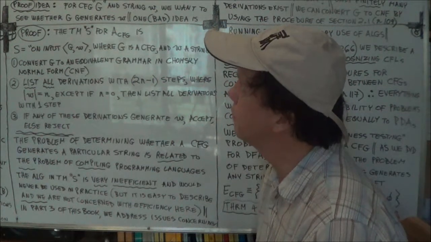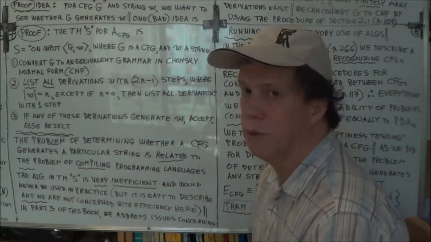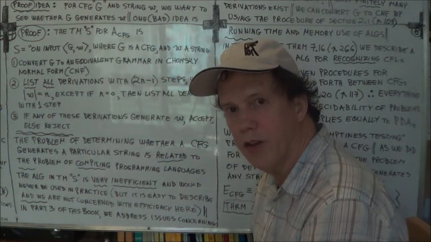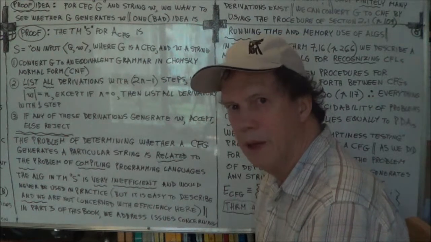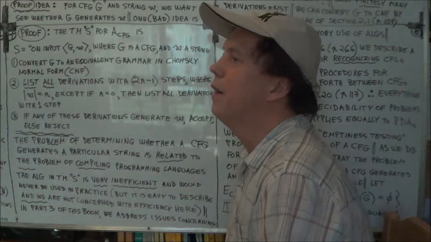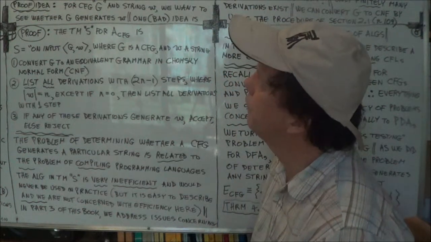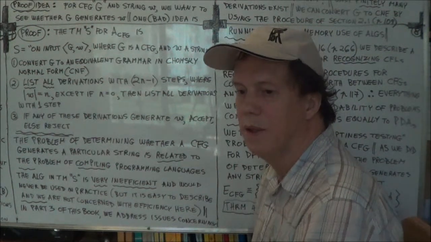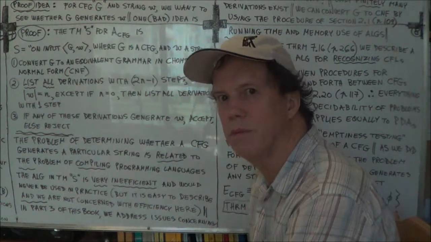The members of that language are angular bracket big G, comma W, where big G is a context-free grammar, and that ordered pair G, comma W in angular brackets is a member of that language if the grammar big G can derive, can generate, W. Okay?